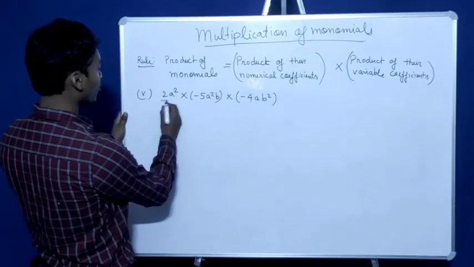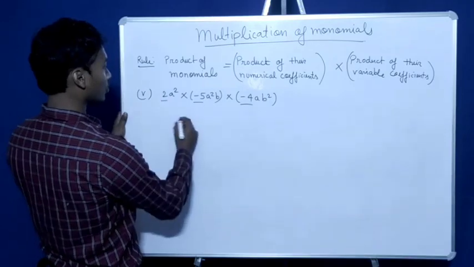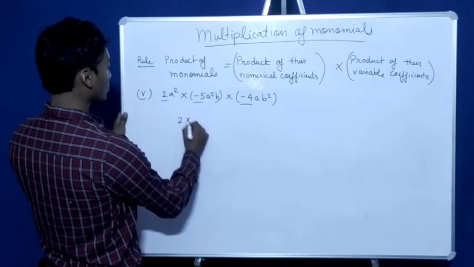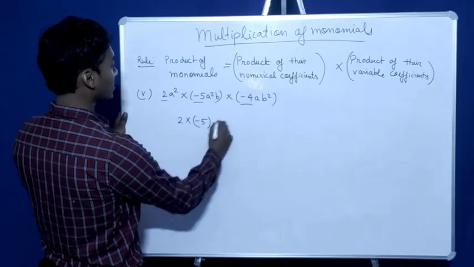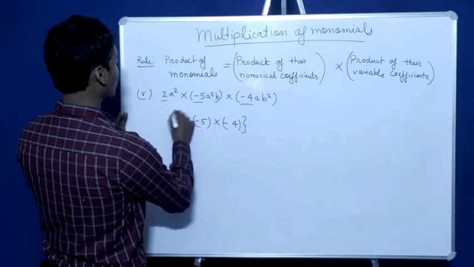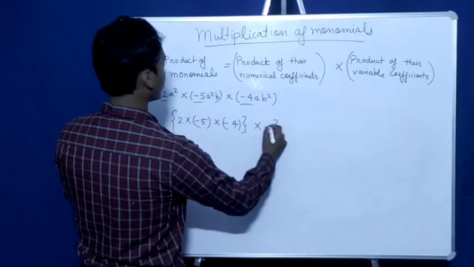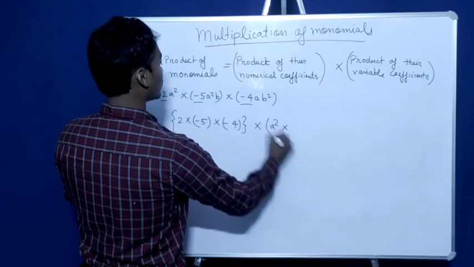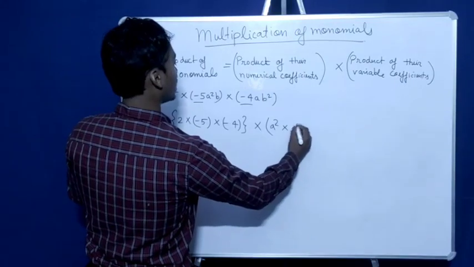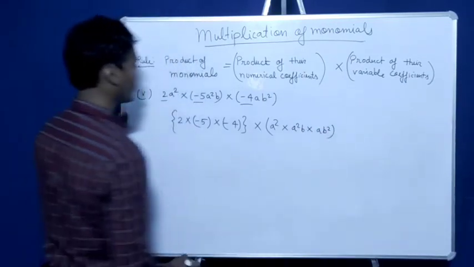So here the numerical coefficients are 2, negative 5 and negative 4. So 2 times negative 5 times negative 4, into the variable coefficient, that is a square times a square b times ab square.